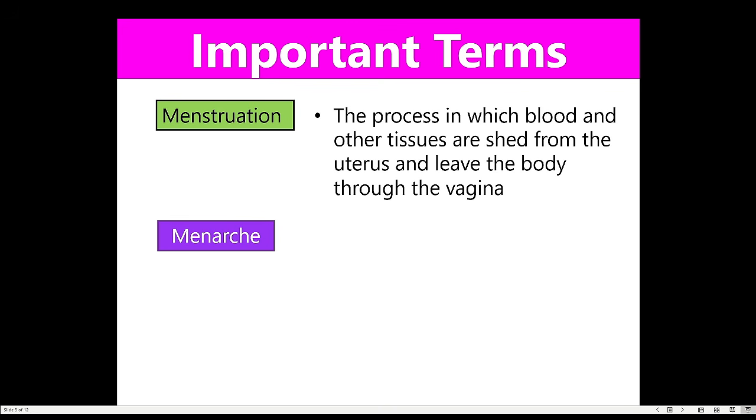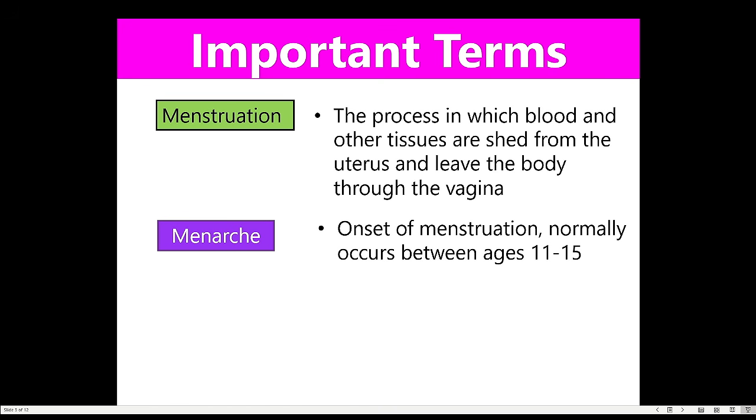We also have this term menarche, which is the start of menstruation. This is the first menstruation that girls have, and usually this happens between ages 11 to 15. Okay, can you still remember when was your first menstruation? We call that menarche.